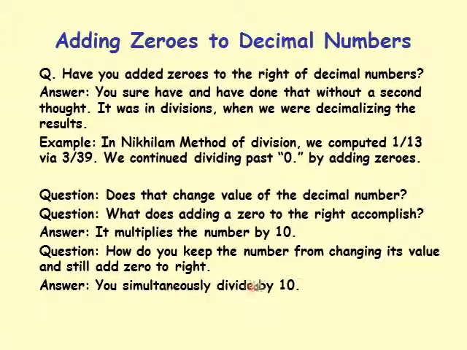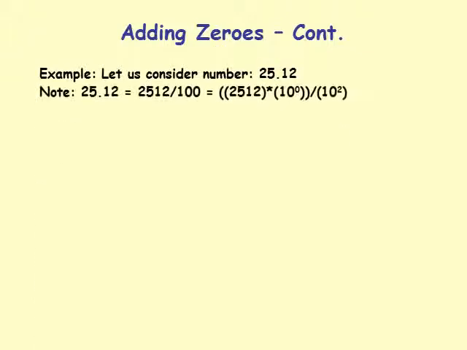If you simultaneously divide by 10 also, then you would have kept the integer number and still added a 0 to the right. Okay, so let's consider the number 25.12. We want to add a 0, and 25.12 is like 2512 divided by 1000, which is like 2512 times 10 to the power 0 in the numerator and, in the denominator, 10 squared.